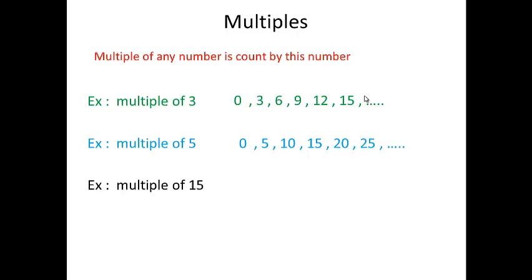Multiple of 15, every time add 15. 0, add 15, get 15. 15, add another 15, it will be 30. 30, add 15, it will be 45. 45, add 15, it will be 60. 60, add 15, it will be 75, and so on.